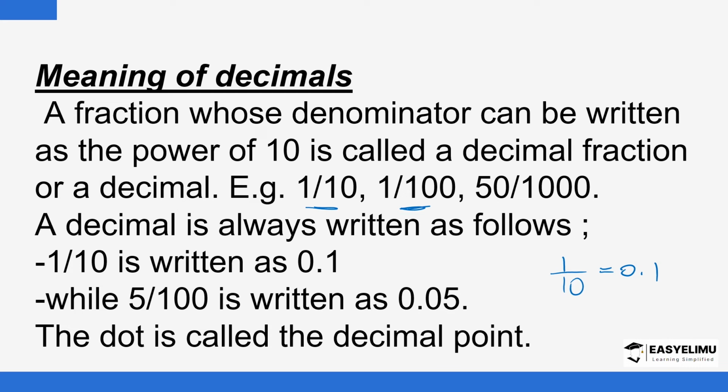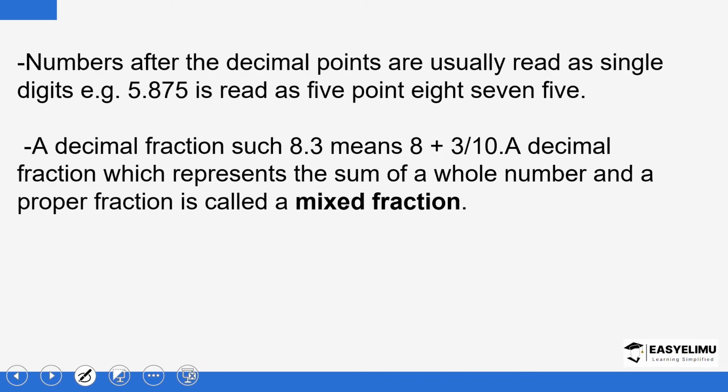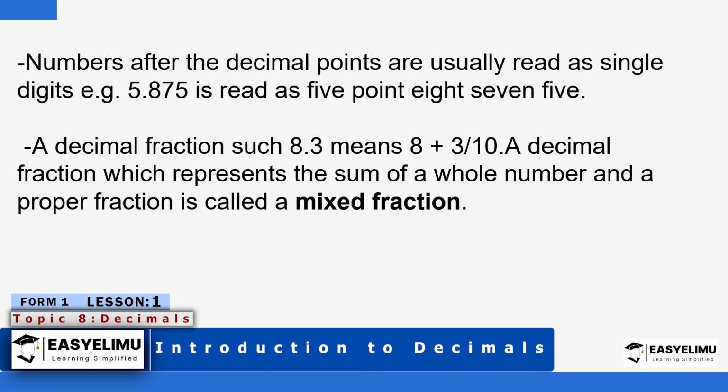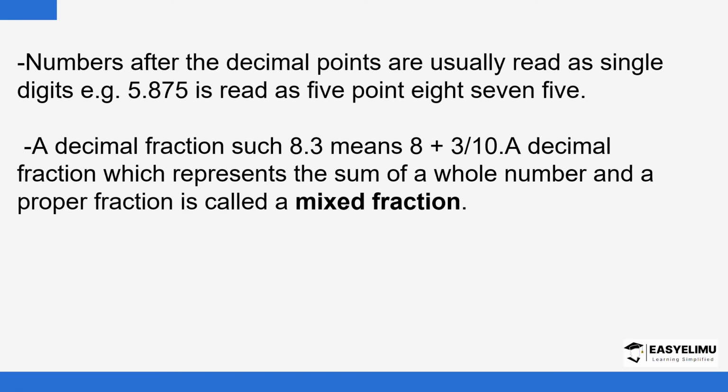So the dot here is read as point. So this one here you'll read as 0.05. We have the digits after the decimal point, they're usually read as single digits. So we have like 5 point.